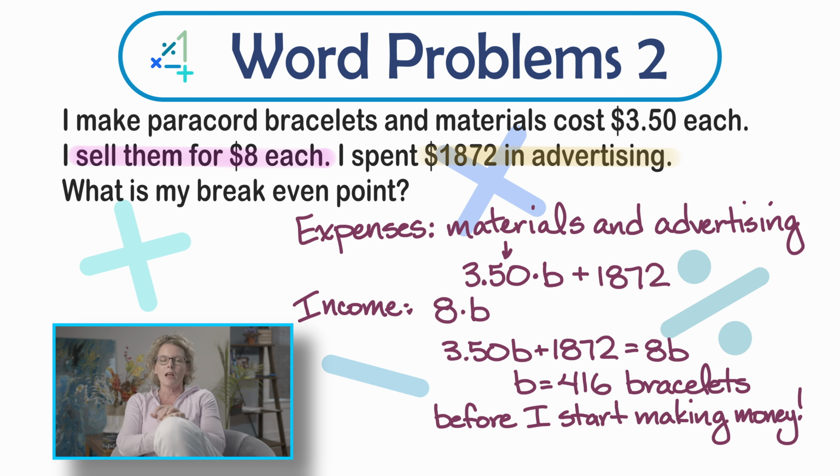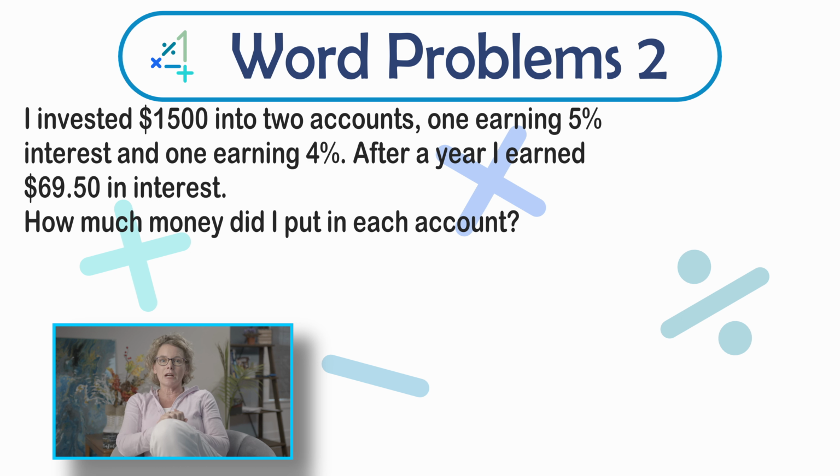The next one is still economics, but it's about investing money. If I invest $1,500 total into two accounts, one that earns 5% interest and one earns 4%. After a year, I have earned $69.50 in interest total. How much did I put in each account? Notice this is kind of the same as the ones in my previous video where one equation is about how much they add to and the second equation is the value of them.